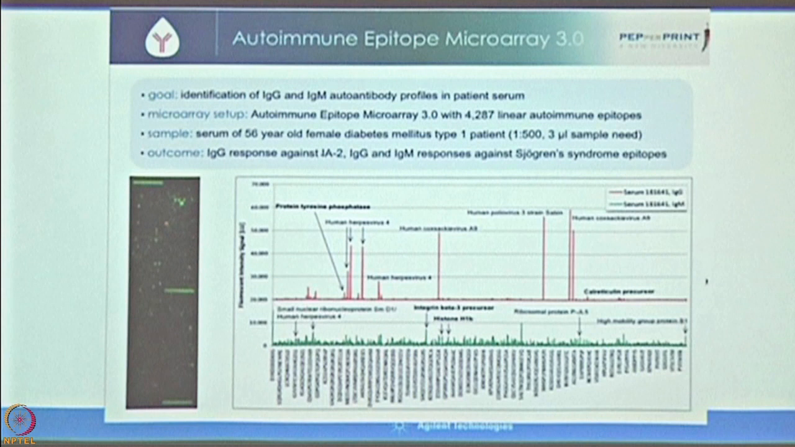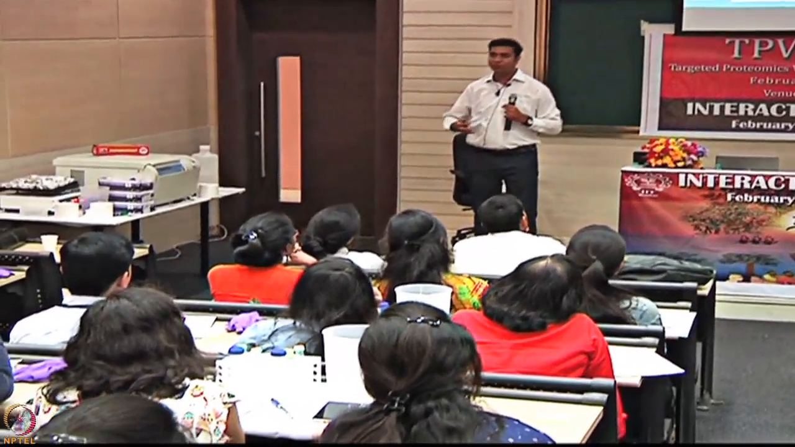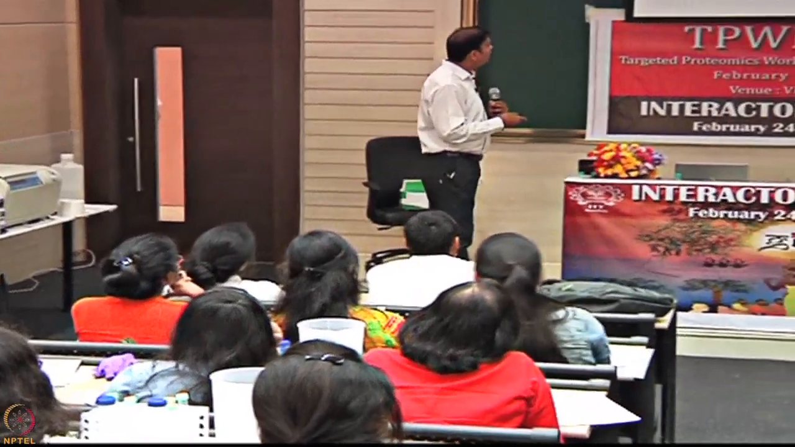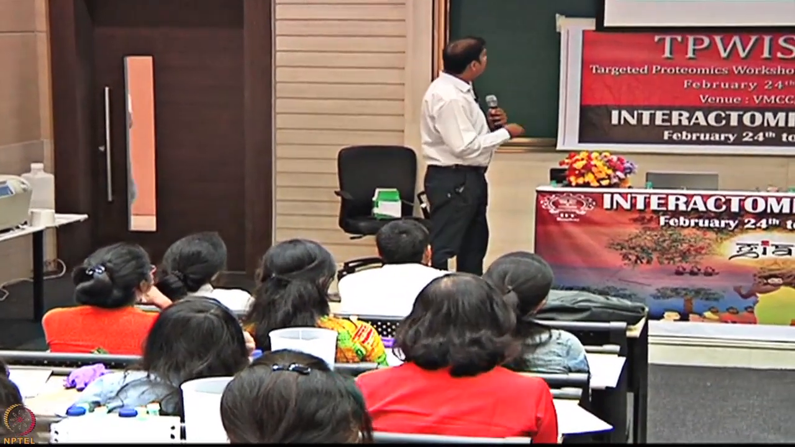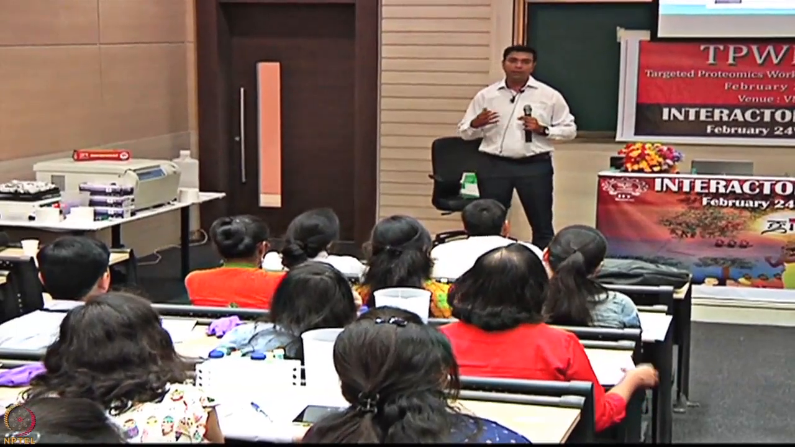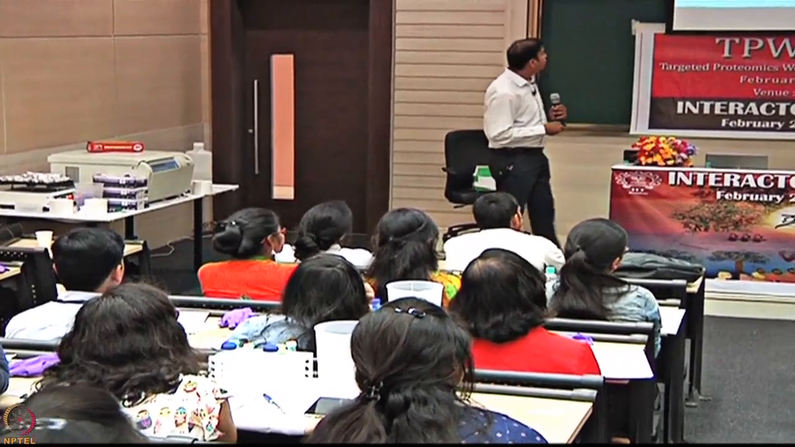So there is a very positive signal for protein tyrosine phosphatase. And there are multiple signals you're seeing for some different types of viruses, right? But you see the signal for the IgG response is very high. That means the autoimmune response in this patient is very, very high. That type of study you can do with these arrays and analyze what different biomarkers exist for the autoimmune disease also.